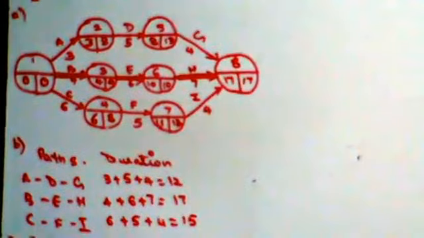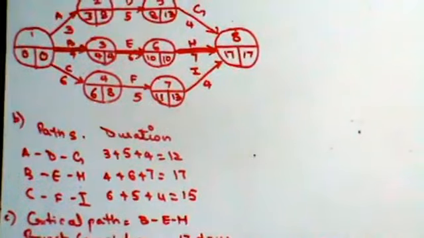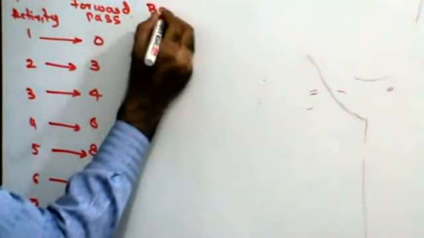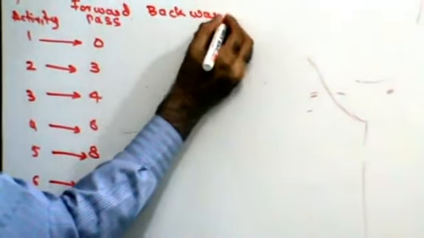Right? For 5, the start time is 8. For 6, the start time is 10. The first time is the start time. For 7, the start time is 11. And for 8, the start time is 17. The start time is also called your forward pass, or your earliest occurrence time. Right? The next thing that you have to find out is backward pass.